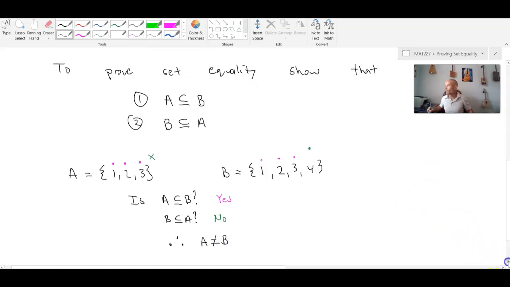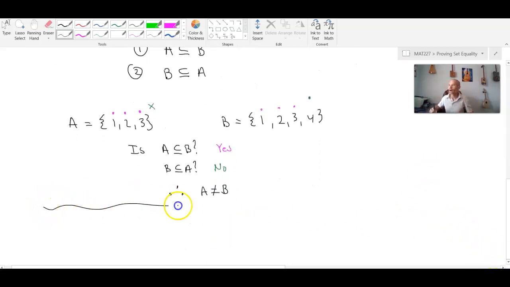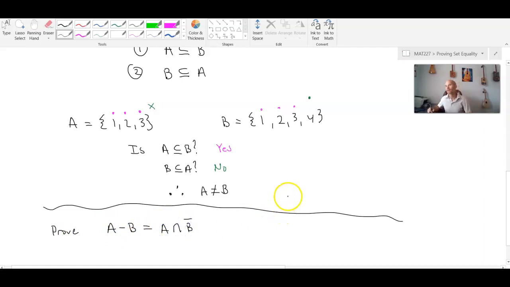Let's take a look at one of the properties and see how we might go about showing that the two sets are equal to one another. So let's start with this one. Prove that A minus B is equal to A intersect B complement. So a little bit of intuition here. A minus B are all the elements that we know to be inside of A that are not inside of B. So when we do this, we start off with an element.